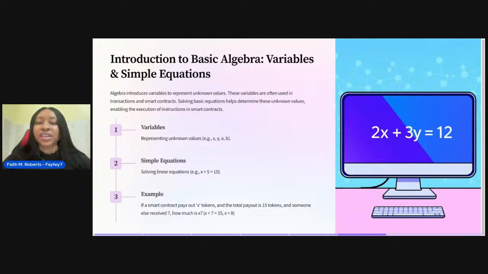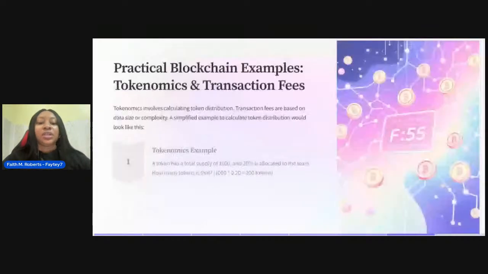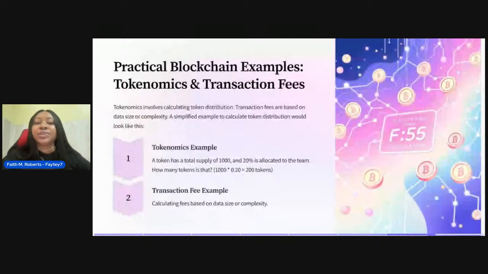If you do x plus 7 equals 15, you have to move the 7 across to the other side. And once 7 is moved across the equal sign to 15, it becomes 15 minus 7. So x will be equal to 8. And so now we know if we do 8 plus 7, it gives us 15. So we know how many x tokens were given to whoever it was given to. Some practical blockchain examples are tokenomics and transaction fees.